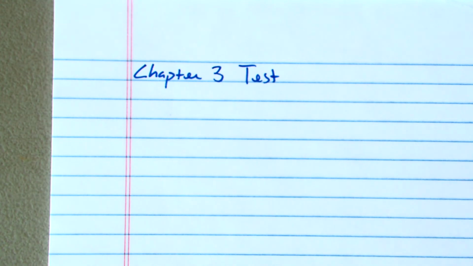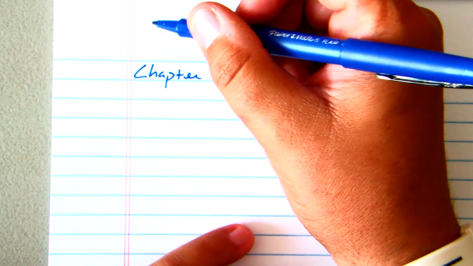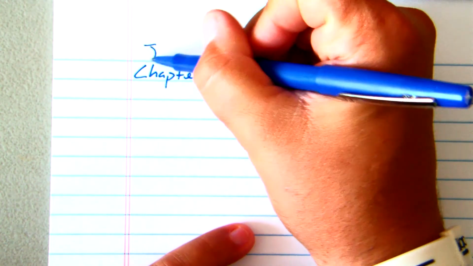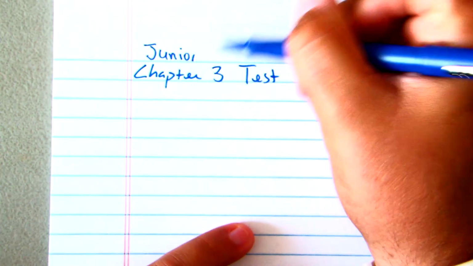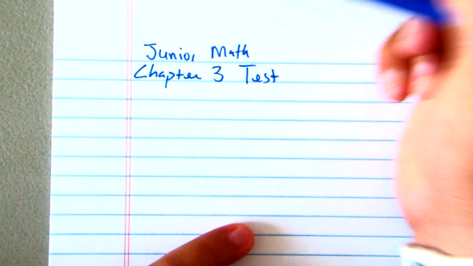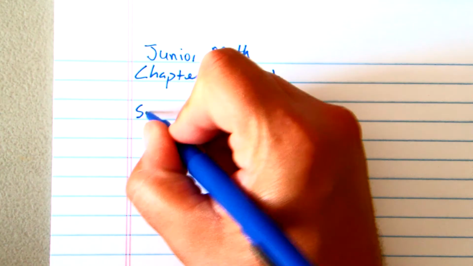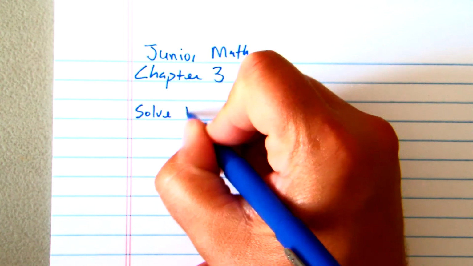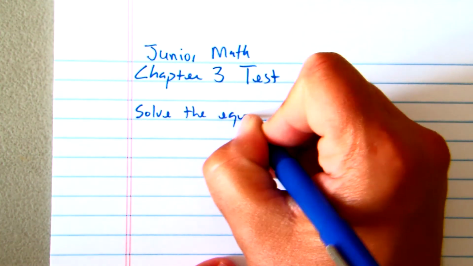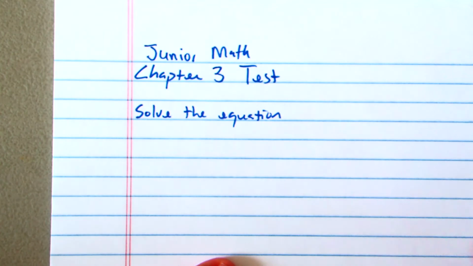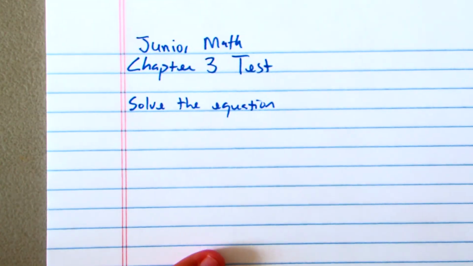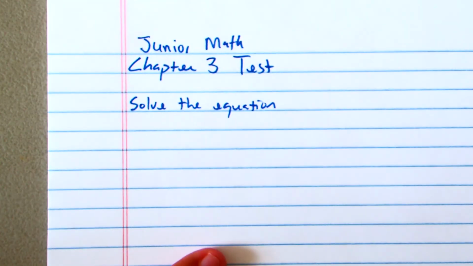Alright, this will be the Chapter 3 test, junior high math. It covers three main big topics. The first is solve the equation. When solving the equation, make sure that you do the inverse operation to isolate the variable by itself.